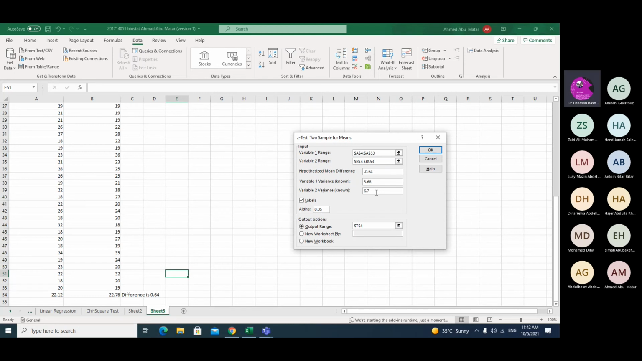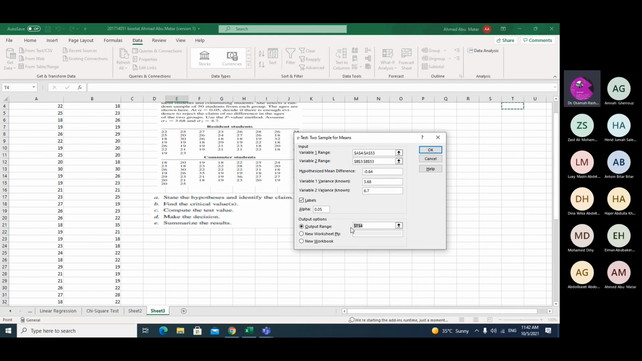Now you take the label because the first cell is the name of the variable. And your alpha is 5%. You would like to have the output range, so just delete this one, Ahmed, and put your mouse in an empty space, down the question. So here? Yes. And press OK.